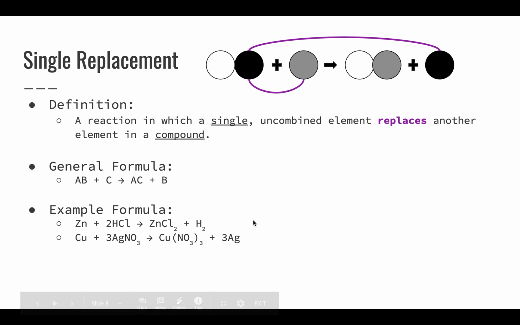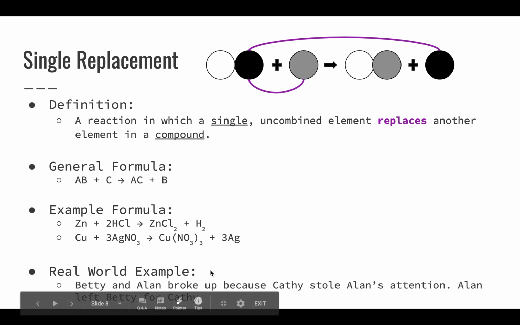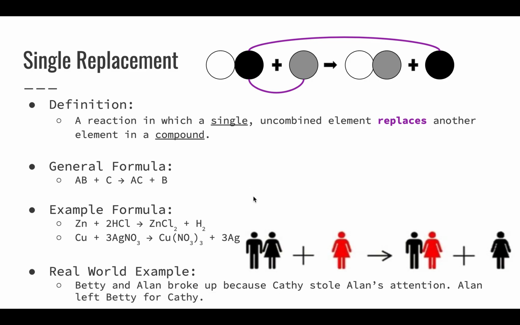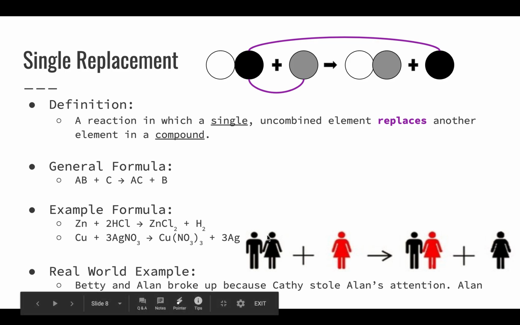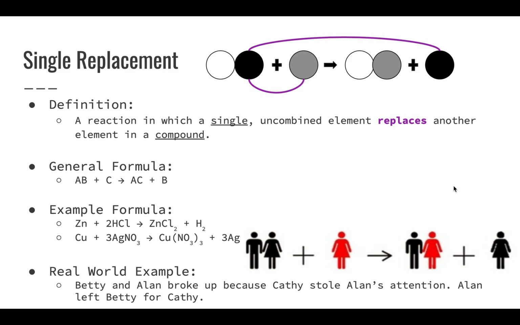Okay? So in our real world example, things got a little bit hairy between Alan and Betty. Betty and Alan broke up because Kathy stole Alan's attention. Alan left Betty for Kathy. So we knew that Alan and Betty were dating, okay? And the reason they broke up is because this girl, Kathy, came and took Betty's spot next to Alan. So now Betty is all alone. Kathy and Alan are dating, okay? So single replacement is a little bit rough in the relationship world, okay?